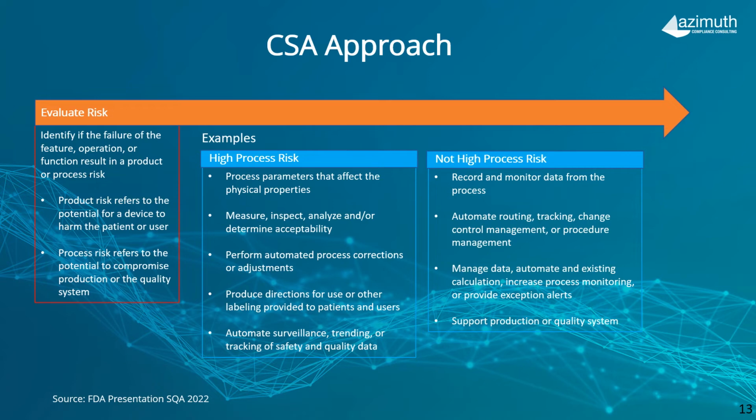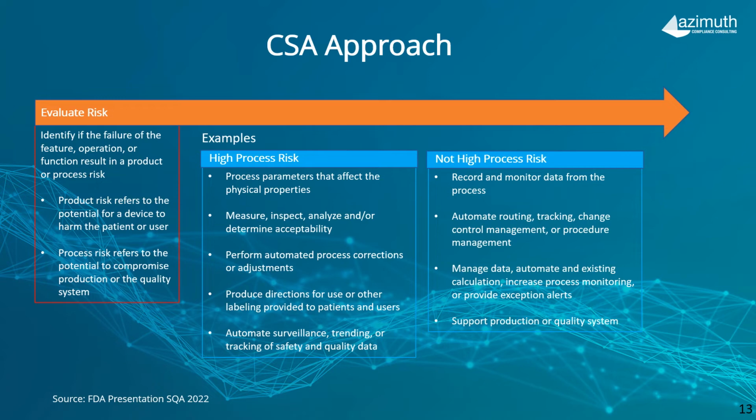I see in many validation efforts that the testing is focused on automated routing, tracking, change control management, and procedure management. Manage data, automated and existing calculation, increase process monitoring, and provide exception alerts. Support related items like maintenance tables and workflows not directly related to high-risk items.